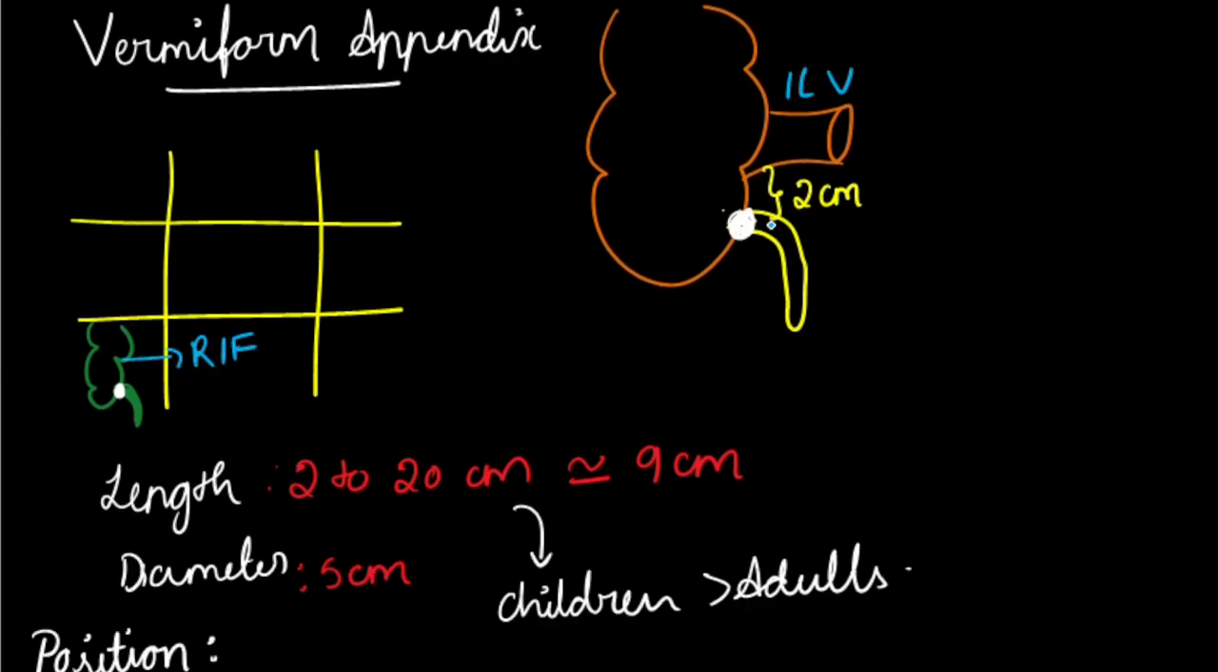So now let's have a quick recap. This vermiform appendix is a worm-like diverticulum arising from the posteromedial wall of the cecum, and it is 2 cm below the ileocecal wall. Regarding the dimensions, the length is 2 to 20 cm, and the approximation is 9 cm, and the diameter is 5 cm. And the length is more in children than in adults. If we are checking the exact quadrant where our appendix is located, it is in the right iliac fossa.